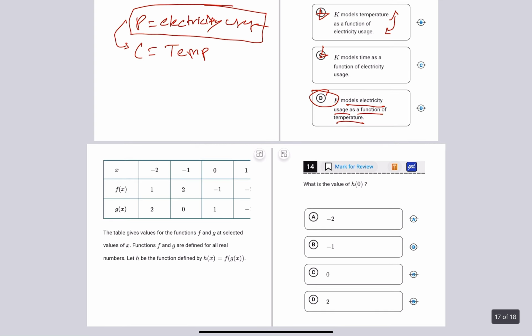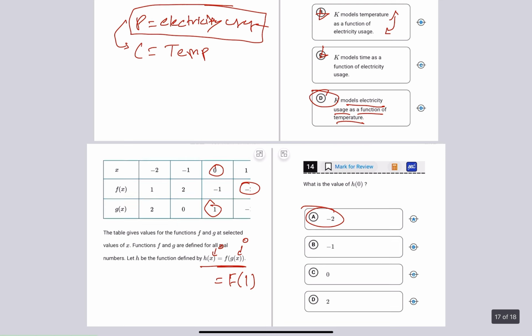Let's move on to number 14. We have the table gives values for the functions f and g at selected values of x. Functions f and g are defined for all real numbers. Let h be the function defined by the following. What is h of 0? Well, h of 0 is when x equals 0. What is g of 0? Well, g of 0 equals 1, right? And what is f of 0? Well, f of 1 equals this number, which I'm assuming is negative 2, so that's the answer.